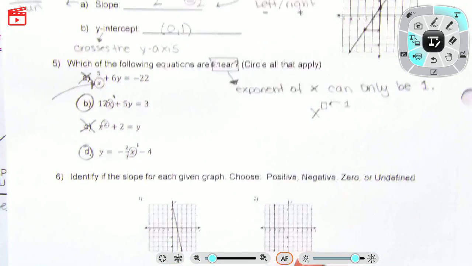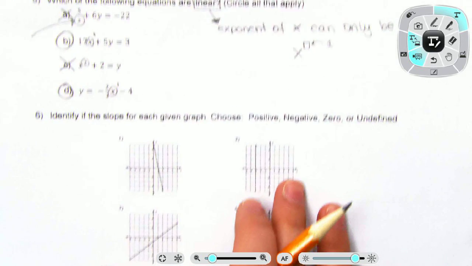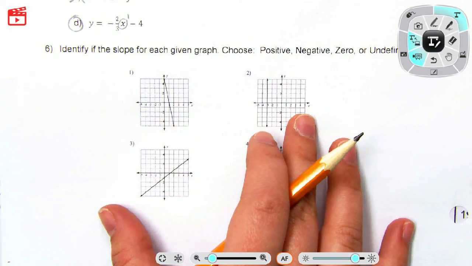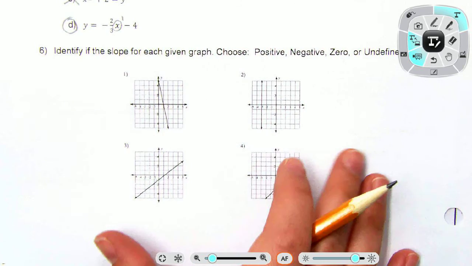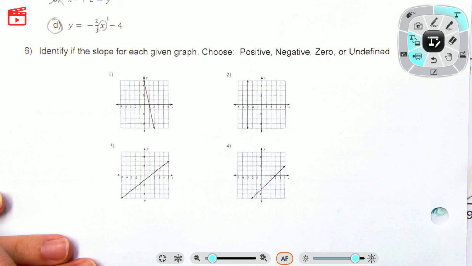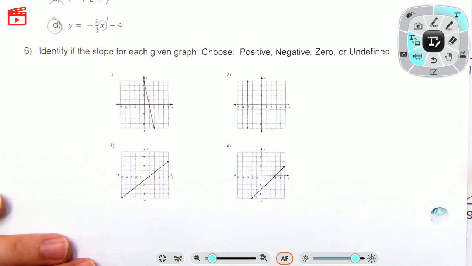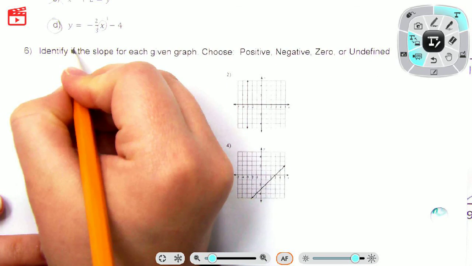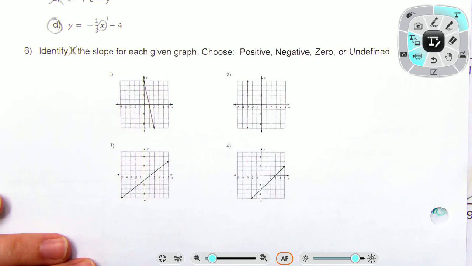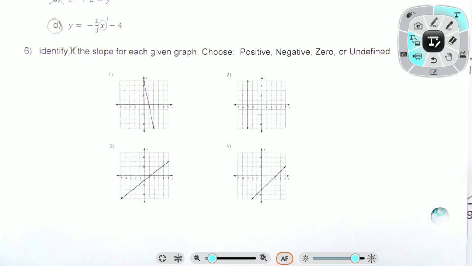Okay, number 6. I'm going to scooch this up just a little bit. All right, number 6 says identify the slope of each given graph. Choose positive, negative, 0. So you have 4 options. You have either positive, negative, 0, or undefined.